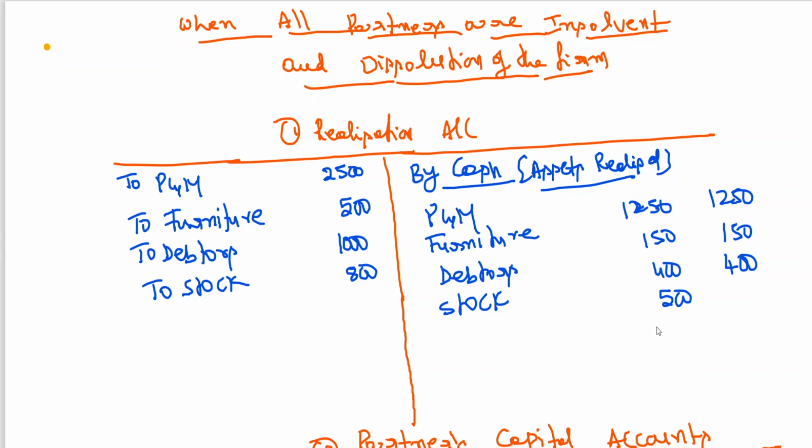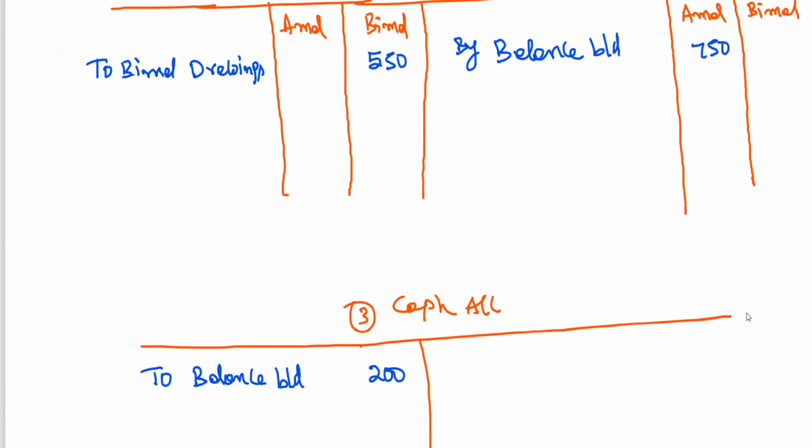In the inner column we can write the total, then we need not write the total again. Same thing again: 1250, 150, 400, 500. It is coming to 2300 rupees. Okay, this will be debited to which account? Cash account.